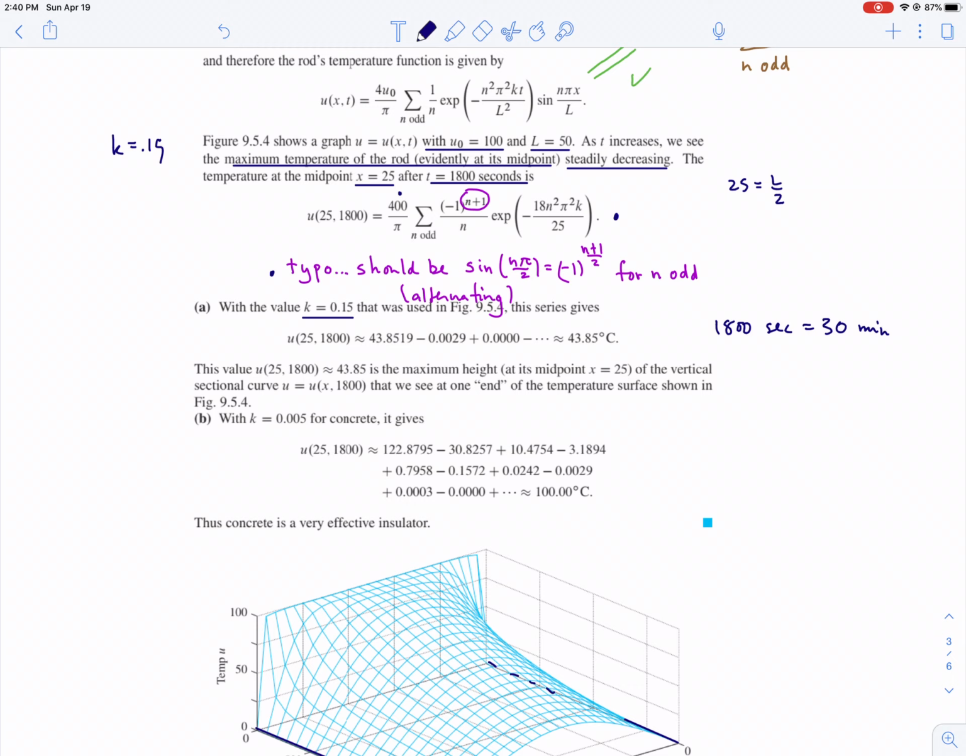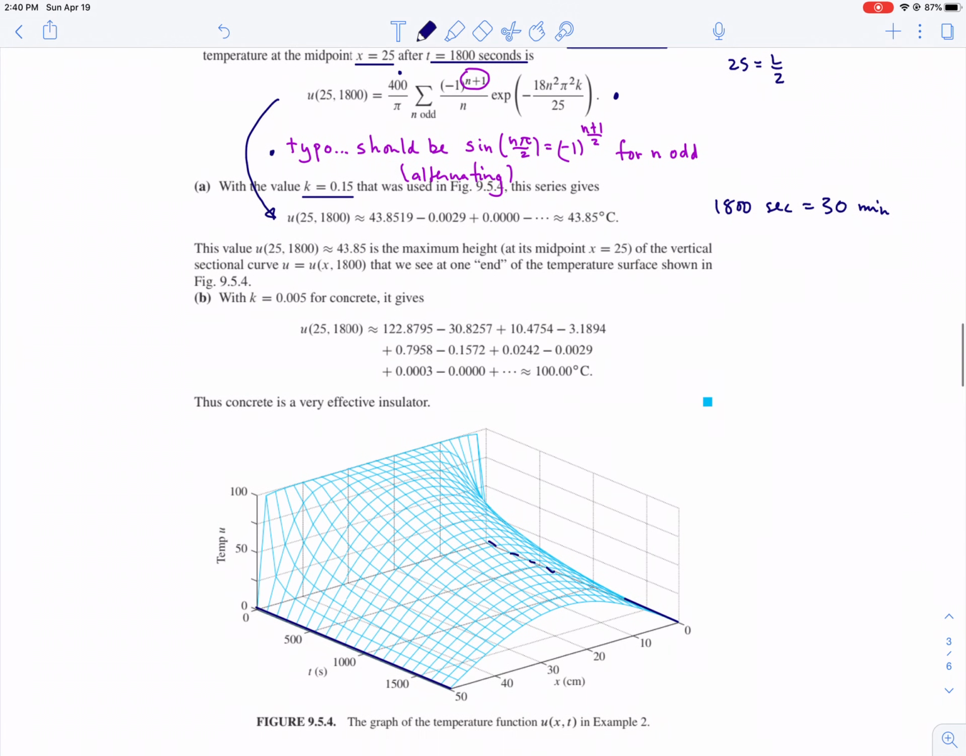And when you look at that series, you get an alternating series. And because of that exponential term, which decays very rapidly as you increase n, essentially the first term is everything in the alternating series. And so the temperature after 30 minutes is about 44 degrees. Well, 43.85 degrees Celsius.